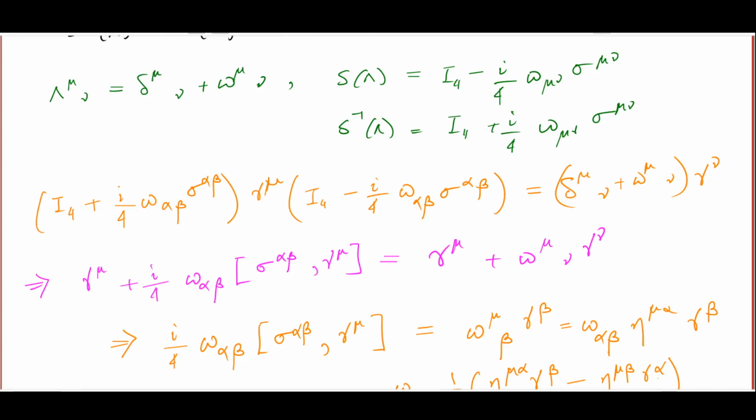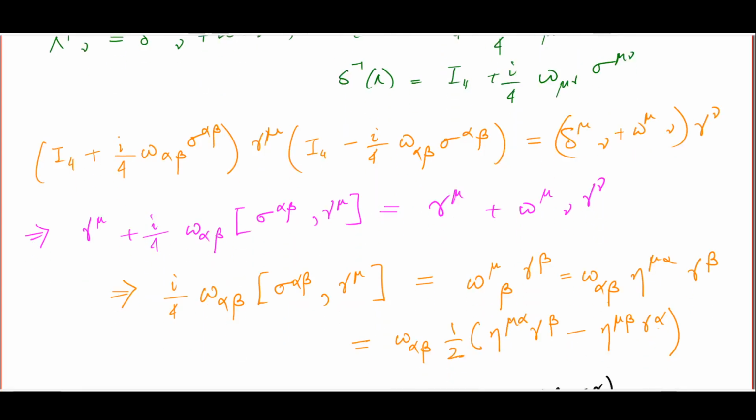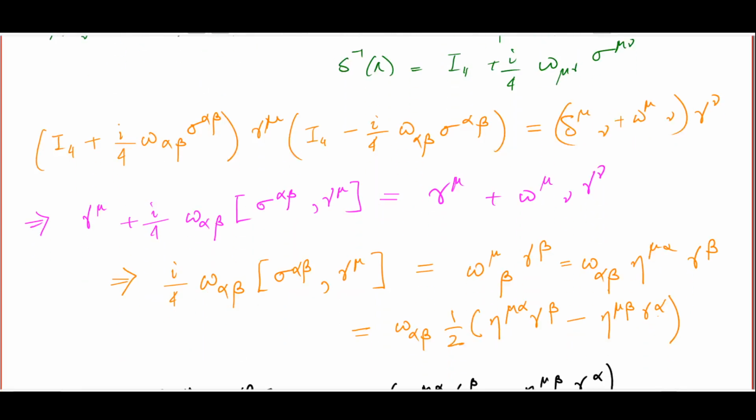But you can immediately write this by switching the indices: omega beta alpha eta mu beta gamma alpha. Using the fact that omega beta alpha is minus omega alpha beta, you can rewrite the right hand side as half of their sum. So omega alpha beta into half eta mu alpha gamma beta minus eta mu beta gamma alpha. And now you can directly compare the two sides and rewrite the commutator.